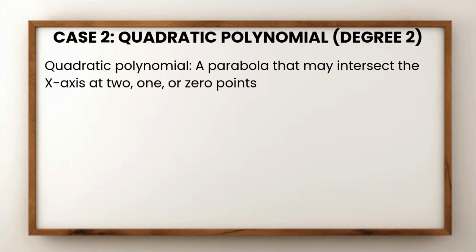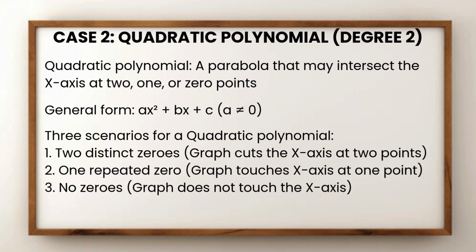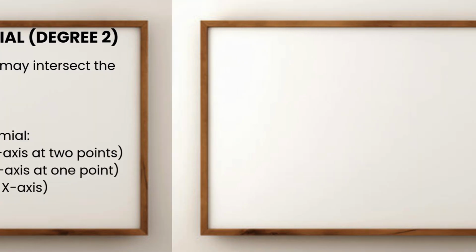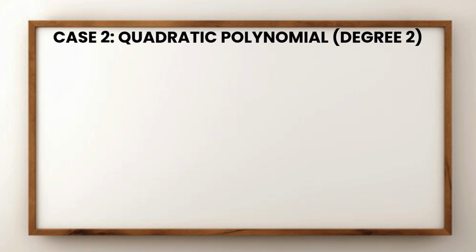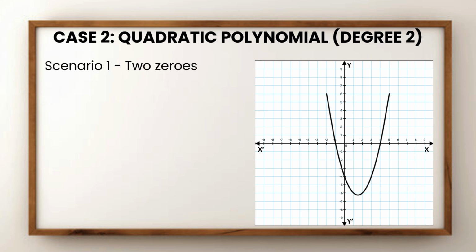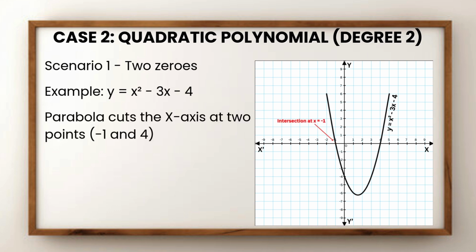A quadratic polynomial has a graph that is a parabola. The number of times it touches the x-axis depends on its zeros. Let's look at the different scenarios. If a quadratic polynomial has two real zeros, the parabola intersects the x-axis at 2 points. For example, the graph of y equal to x square minus 3x minus 4 touches the x-axis at x equal to minus 1 and x equal to 4.